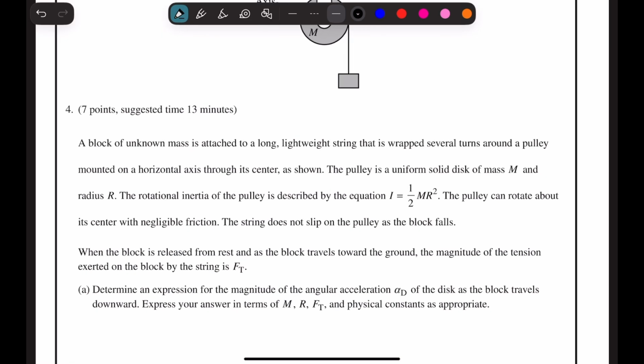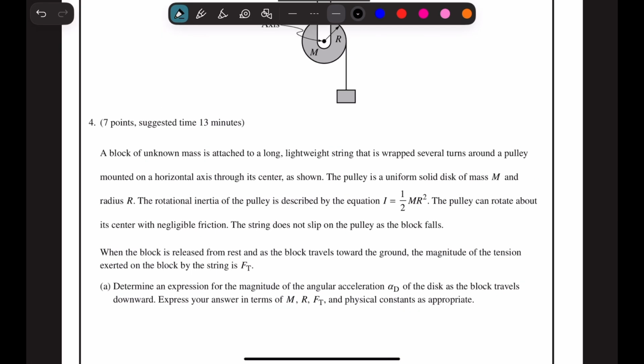A block of unknown mass is attached to a long, lightweight string that is wrapped several times around a pulley mounted on a horizontal axis through its center, as shown. The pulley is a uniform solid disk of mass m and radius r. The rotational inertia of the pulley is described by the equation I is equal to 1/2 m r squared. The pulley can rotate about its center with negligible friction. So that means you have no net external forces. Therefore, we have conservation of momentum.